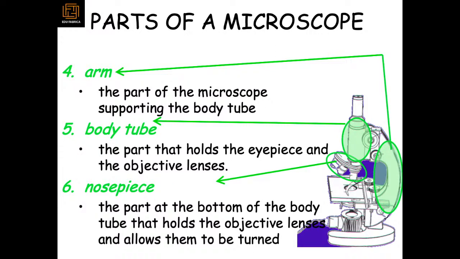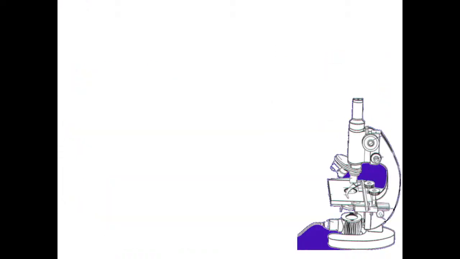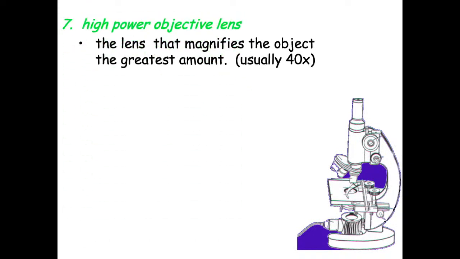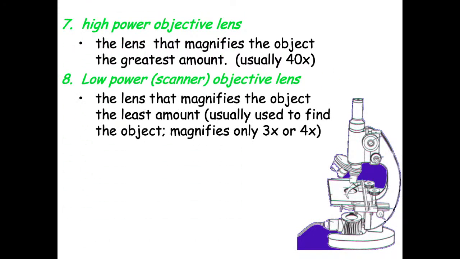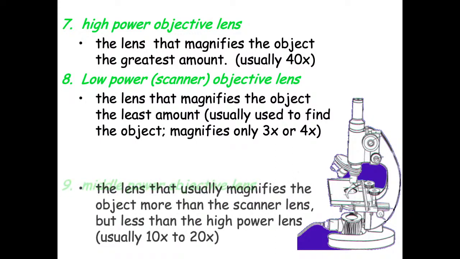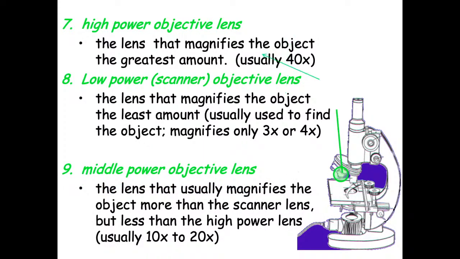Arm, body tube and nose piece. Then high power objective lenses are there. This could be 40x, then low power objective lenses of 3x, 4x, or middle power from 10x to 20x. You can rotate them in circular order, clockwise or anti-clockwise. And you always start with the lowest magnification. You fix what you want to look at, then you go for higher magnification.